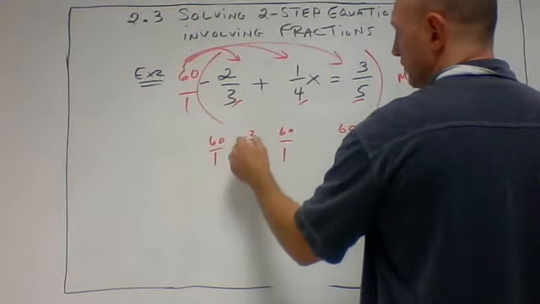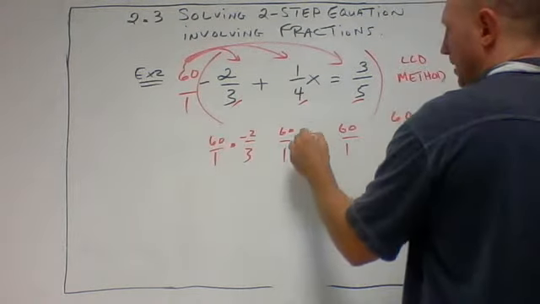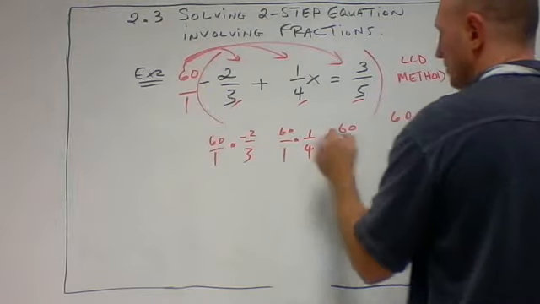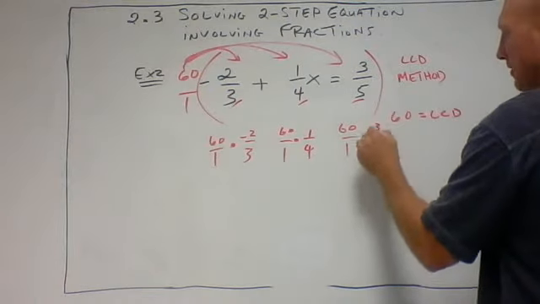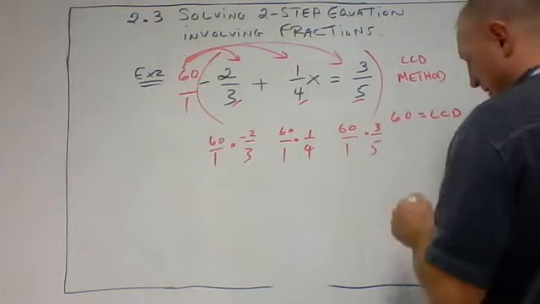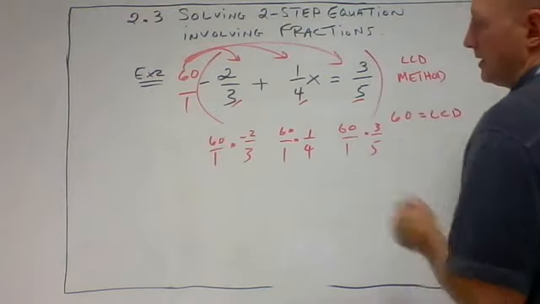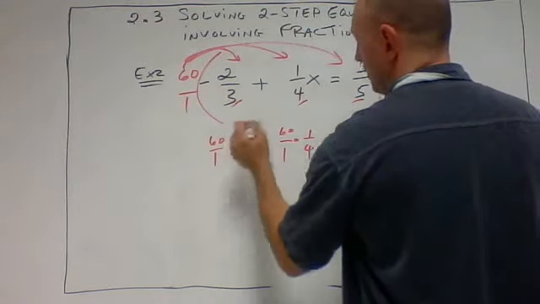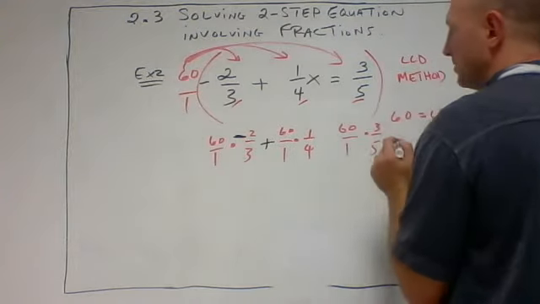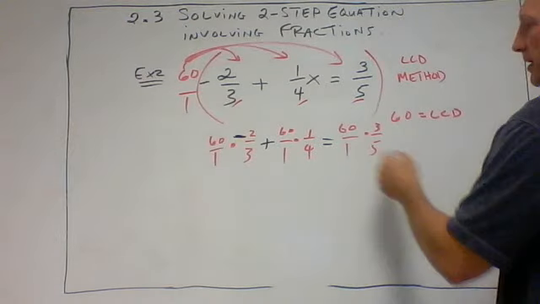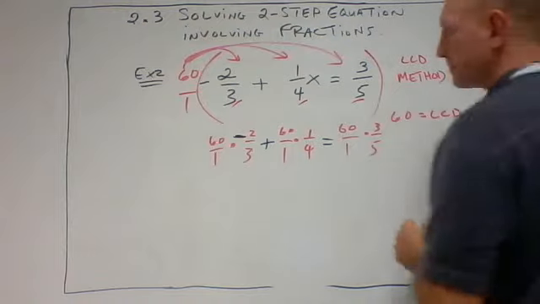Then I got negative 2/3. I got positive 1/4. I got positive 3/5. And I have my sign. I know that's going to be a negative. I know that's going to be a positive. There's my equal sign, and that's going to wind up being a positive.